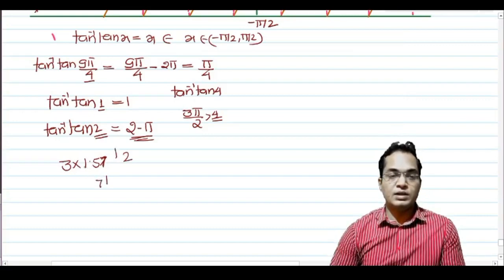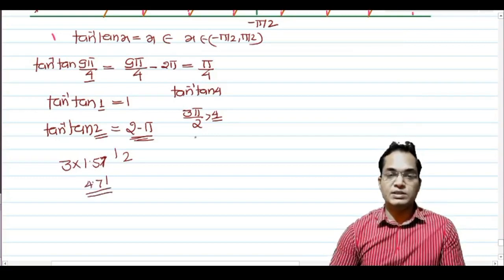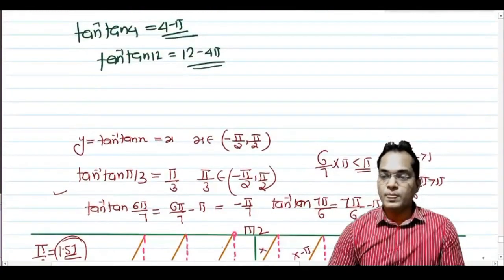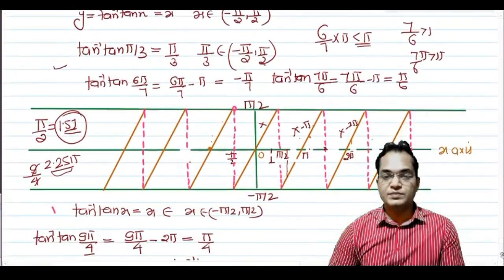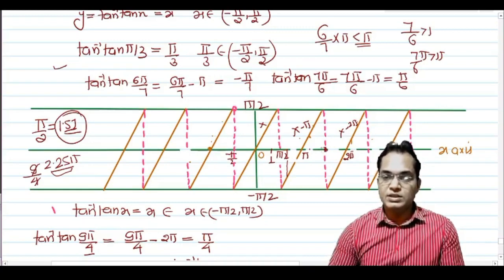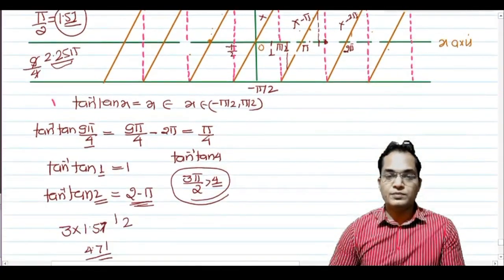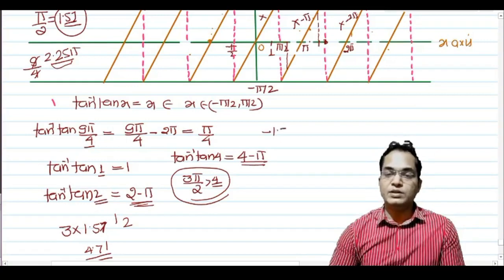And it is 4.7. Yes, it is greater than 3π/2. Greater than 3π/2 means, where is 4 on this graph? Check it. This is π, this is 3π/2. Got it? And 4 is, I think, here. Means your answer will again be on this line. Your answer will be x minus π, or you can see this difference lies between minus 1.57 to 1.57. It is so obvious.